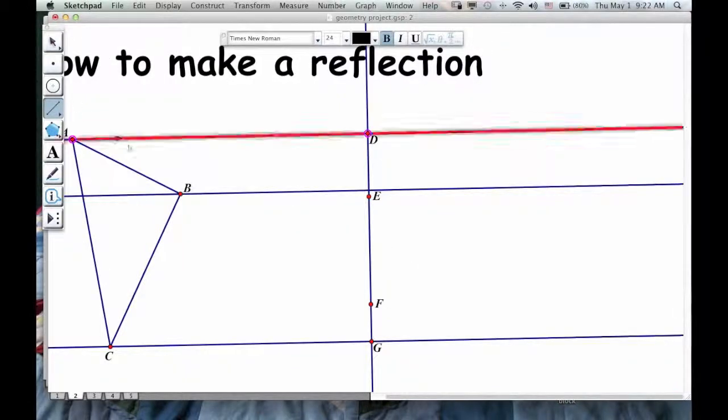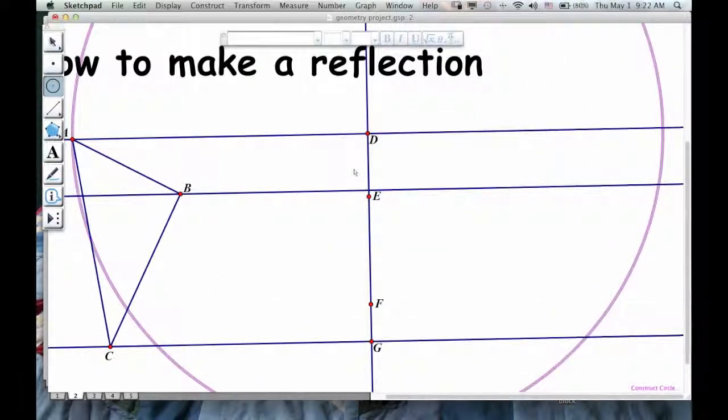How to make a reflection? First, you have to draw perpendicular lines from the points of the triangle. And then you have to measure the distance from these points to the line of reflection. And then you use the same distance and mark the dots on the other side of the triangle.